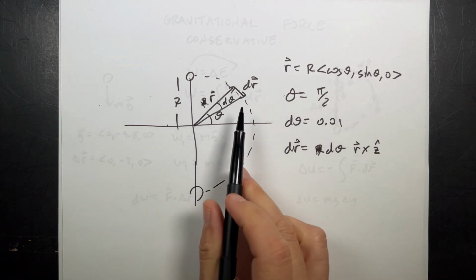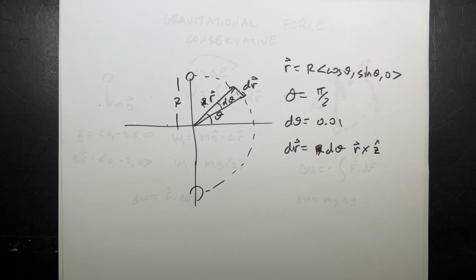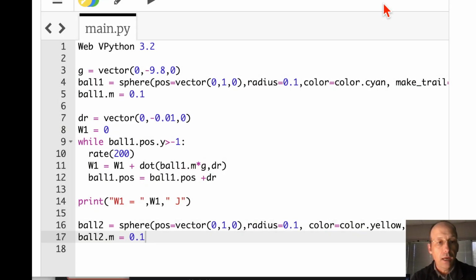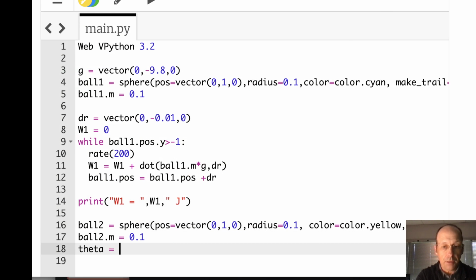And I'll see if I can draw that arrow. Let's just make it move first, and then we'll go and see if we can add that arrow, and then we'll calculate the work. Back to the computer. There we go. Theta equals pi over 2.